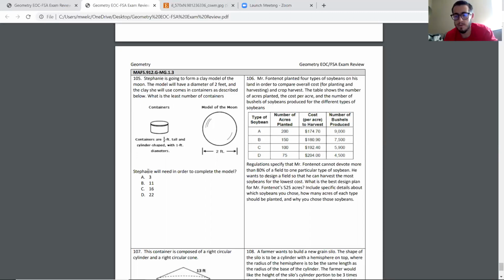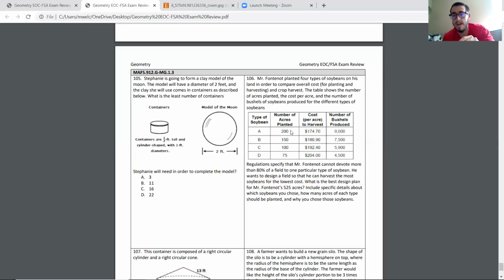So for example, if you wanted to find the cost of A, you would say, if it's $174.70 to cost for 1 acre, and he planted 200 acres, you would multiply those numbers together, 174.70, and you'd get $34,940. Out of that amount, he got 9,000 bushels.